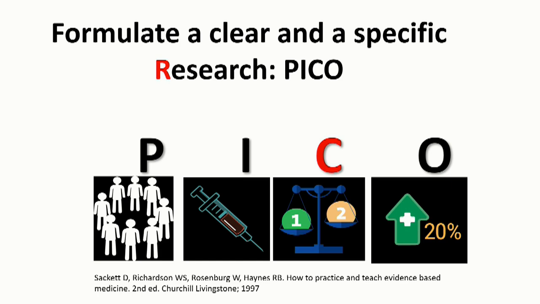So let's practice with this again, with the example I already gave you on the agenda. Let's review how to formulate a clear and specific research question, using PICO. P stands for population, participants, or even cells or animals. I stands for intervention, C is control, and O is the outcome.